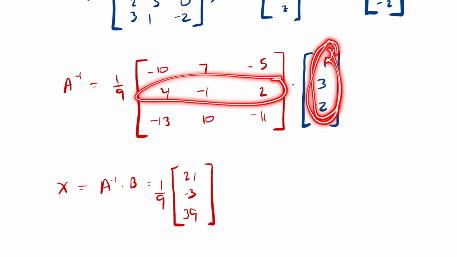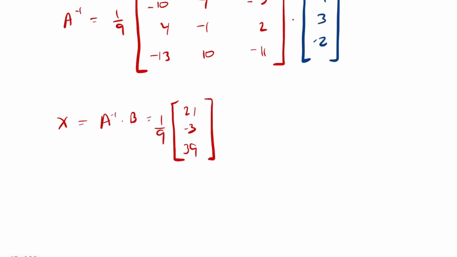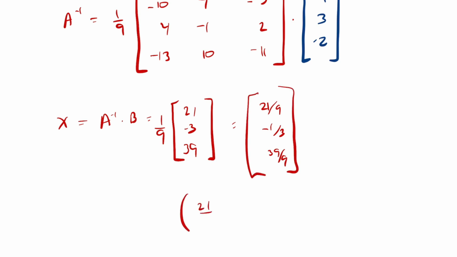So this is going to be our final answer: 21 over 9, -1/3, and 39 over 9. You can write that as an ordered pair. That should do it, and that concludes this section.